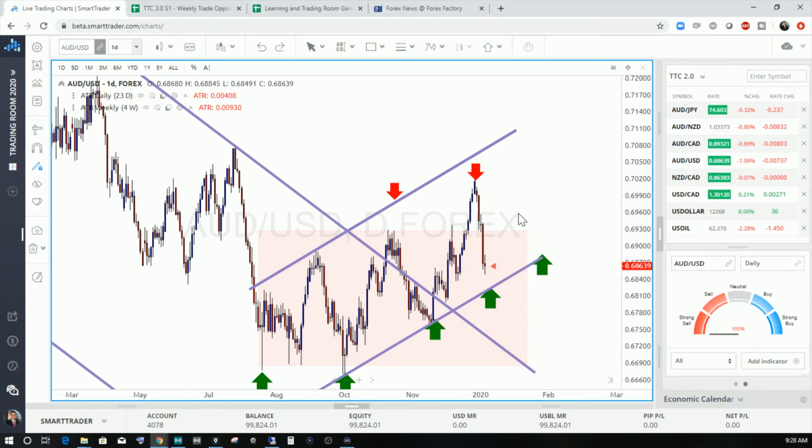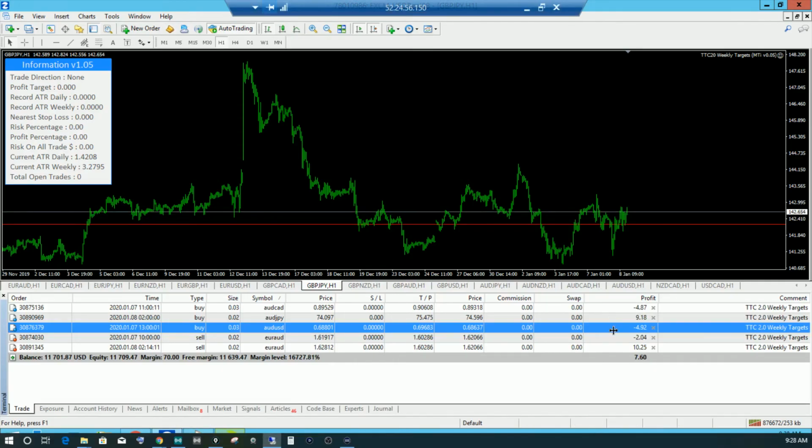For right now, I'm going to continue to buy as I am doing right now based on these targets right here. And you can see my target on this one right here is set at 69.68, so it's not too far away. Where we're trading right now, we're about 80 pips away from that target.